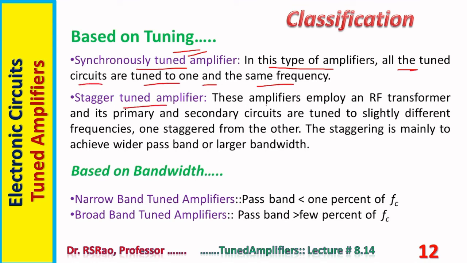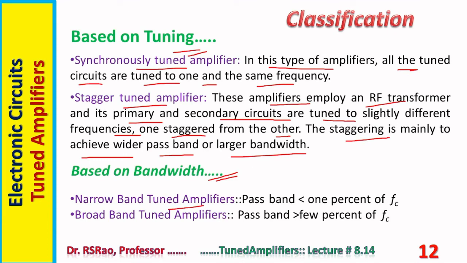Stagger tuned means these amplifiers employ an RF transformer and its primary and secondary circuits are tuned to slightly different frequencies, one staggered from the other. Staggering is mainly to achieve a wider pass band or larger bandwidth. Based on bandwidth also one can classify tuned amplifiers. For narrow band tuned amplifiers, the pass band is less than 1% of FC, the tuned frequency. For broadband tuned amplifiers, the pass band is more than a few percent of FC. FC stands for central frequency.